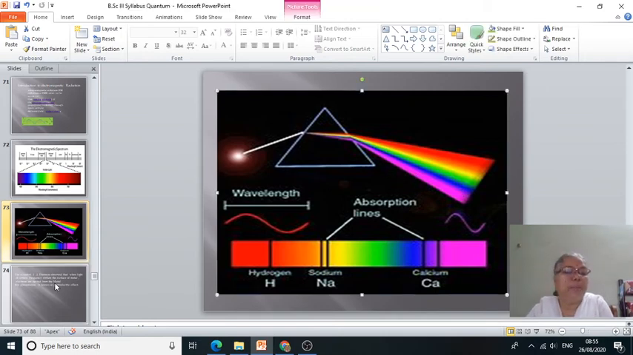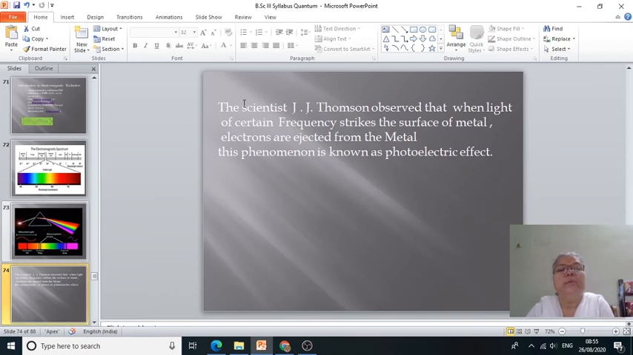Then Sir J.J. Thomson observed that when light of certain frequency strikes the surface of a metal, electrons are ejected from the metal, and this phenomenon is known as the photoelectric effect.